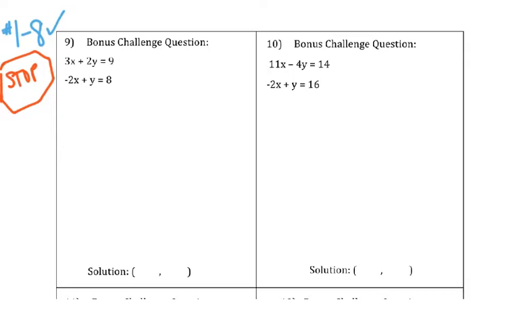Now, if you want to keep going and you're like, yay, I love math, or oh my goodness, I'm so bored, I want to keep going, that's fine. So you can keep going with us, but it's going to be for extra credit. So every question that you do after number 8 is considered extra credit.